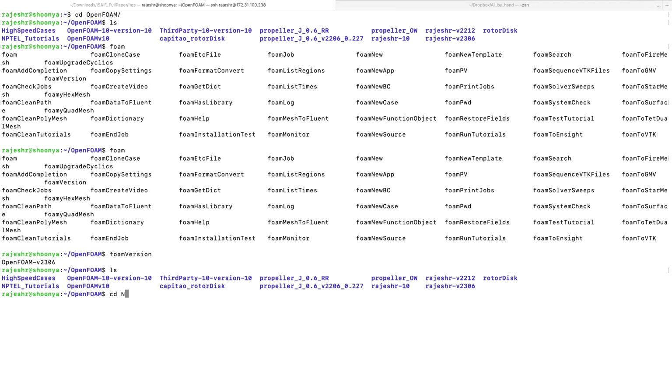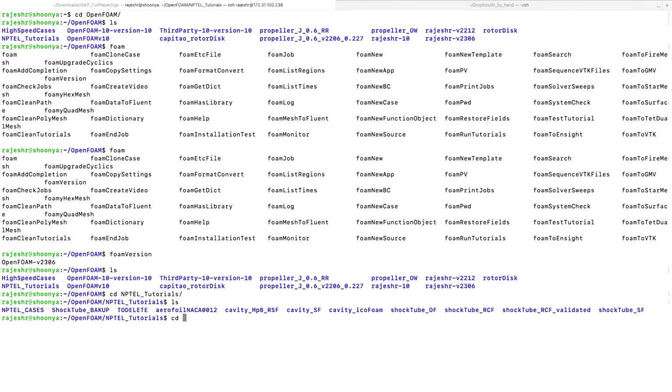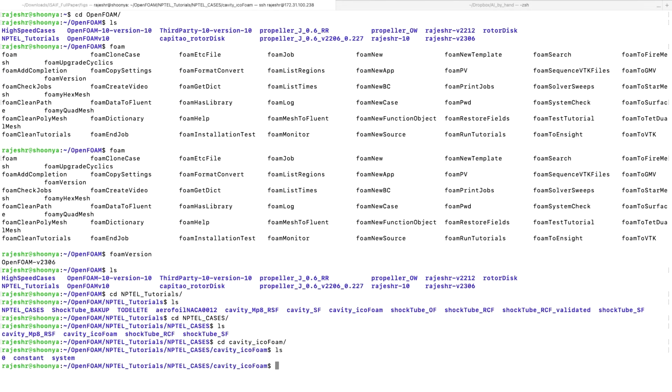Now I have made already some cases in NPTEL tutorials, and I am going to use these cases. Let us say I am going to solve this incompressible flow problem, the cavity problem, using icoFoam. As the name suggests, it is an incompressible flow solver. There are many solvers present in OpenFOAM. Those who have not used OpenFOAM till now, please go back and take a look. You have already many solvers and many tutorials given there. In fact, you can edit those solvers to solve your own problem. You just need to find out what is the appropriate solver that you need.